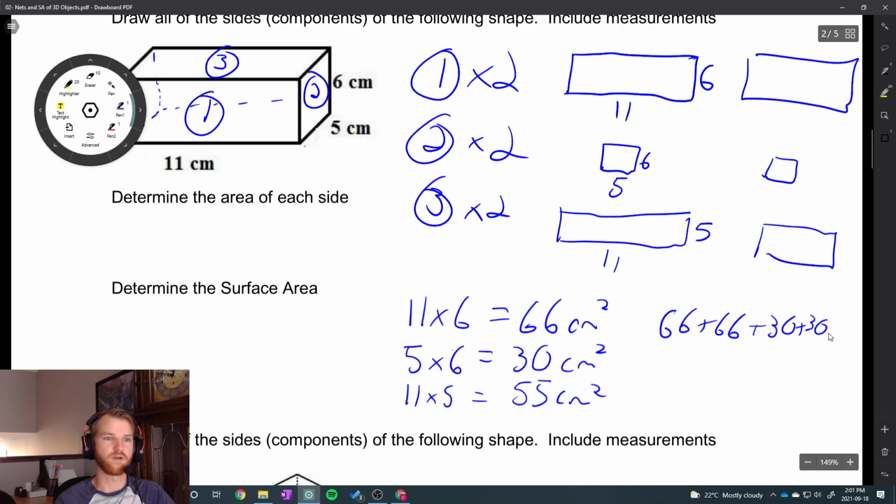I'm just gonna kind of wrap around here to say also plus 55, just because I'm a little bit out of space, and plus another 55. That is the top and the bottom. All of those together will give me the final answer.